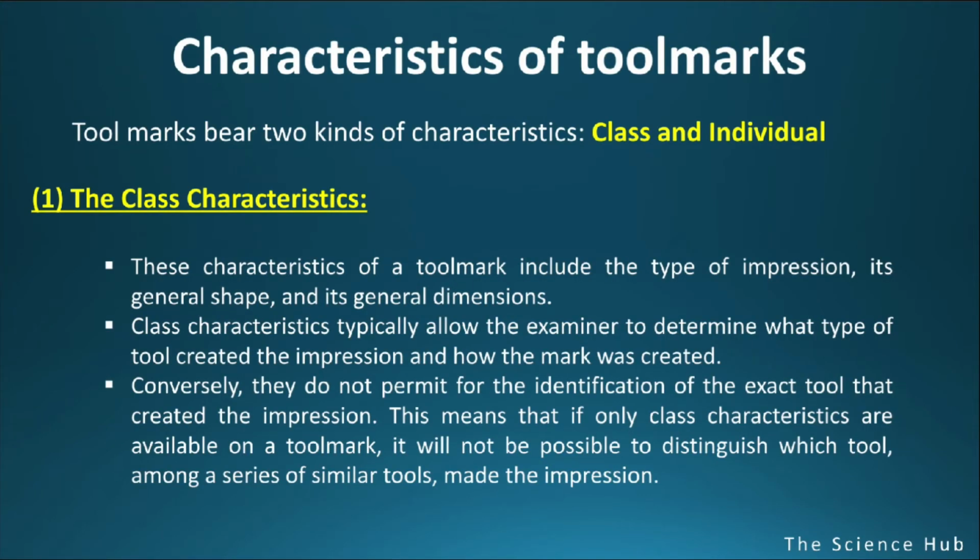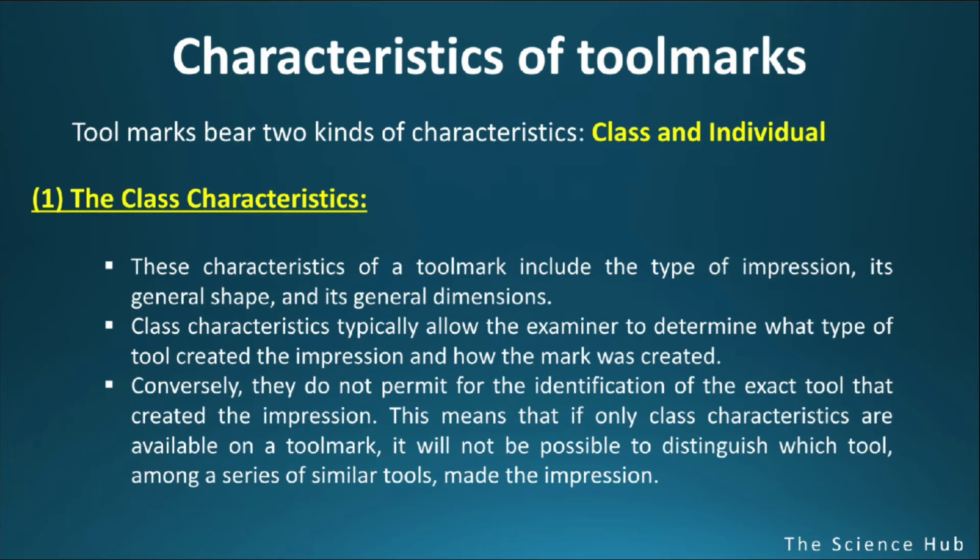Now, we will discuss the characteristics of tool marks. Tool marks have 2 kinds of characteristics, that is class and individual. First, the class characteristics. These characteristics of a tool mark include the type of impressions, its general shape, and its general dimension. Class characteristics typically allow the examiner to determine which type of tool created the impression and how the mark was created.